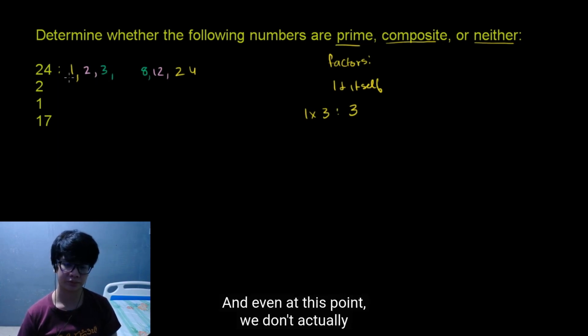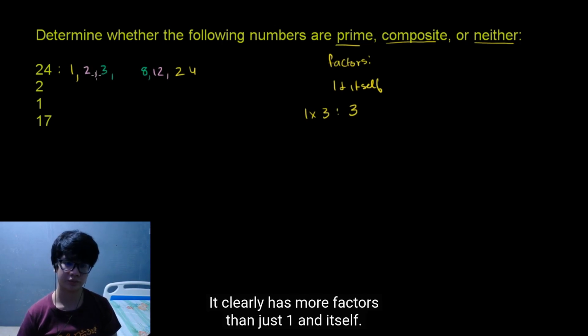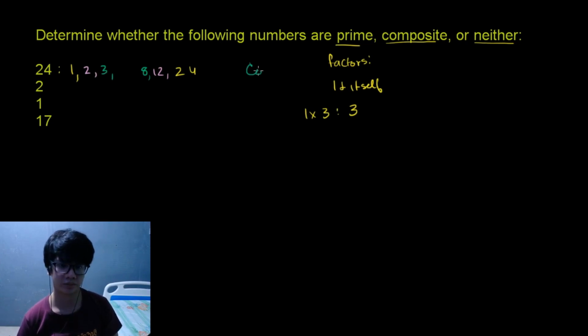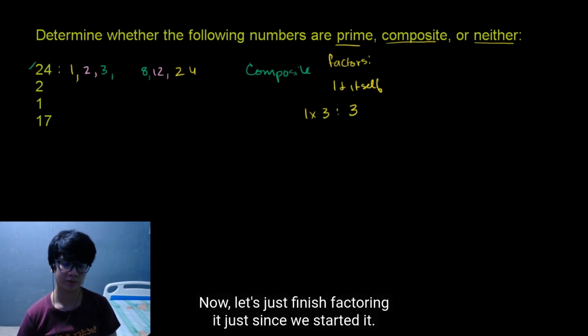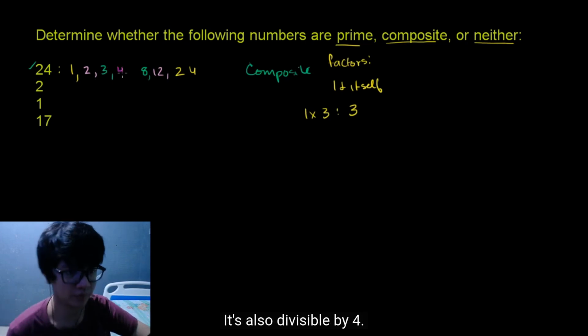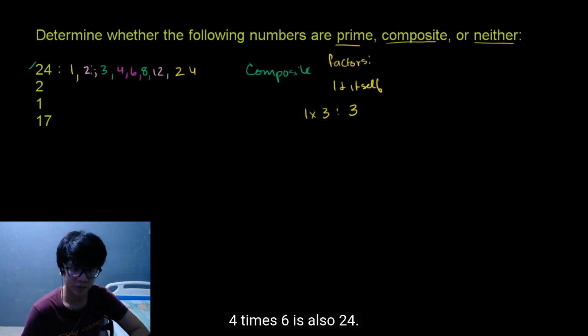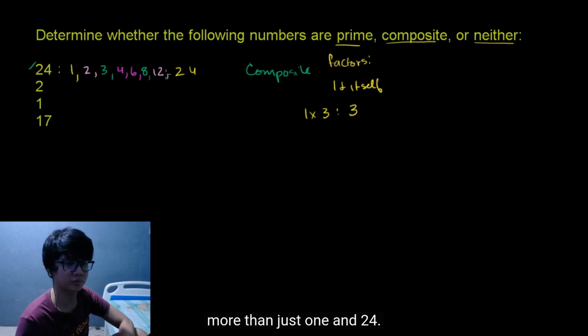Even at this point, we don't actually have to find all of the factors to realize that it's not prime. It clearly has more factors than just 1 and itself. So it is clearly going to be composite. Just for kicks, let's finish factoring it since we started it. It's also divisible by 4, and 4 times 6 is also 24. So these are all of the factors of 24, clearly more than just 1 and 24.